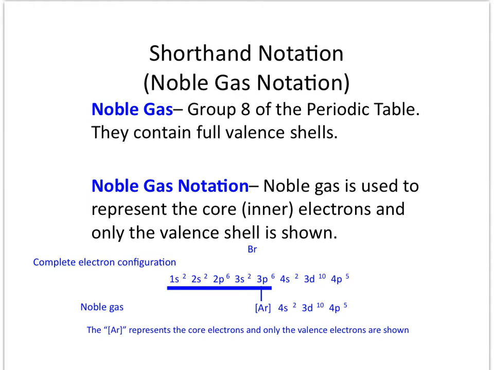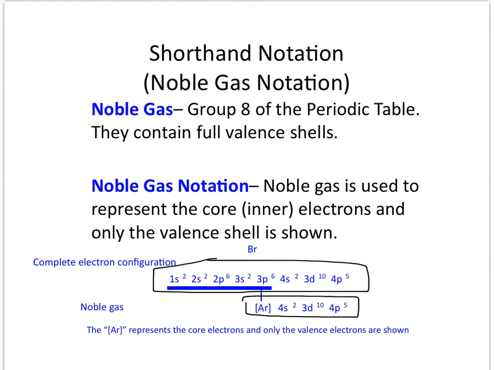If you take a look at the example below, you can see that bromine's complete electron configuration is given to you. Right underneath it, you will see the shorthand notation, or noble gas configuration. The argon is representing all of the elements prior to the valence shell electrons, leaving behind 4s2, 3d10, 4p5. Let's take a look at how to do this on the next slide.